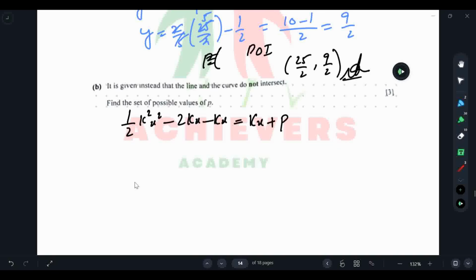Now we know that this will be equal to 1 by 2 k square x square minus 3kx is equal to p. Find the possible value of p. Now k, how can we simplify it?